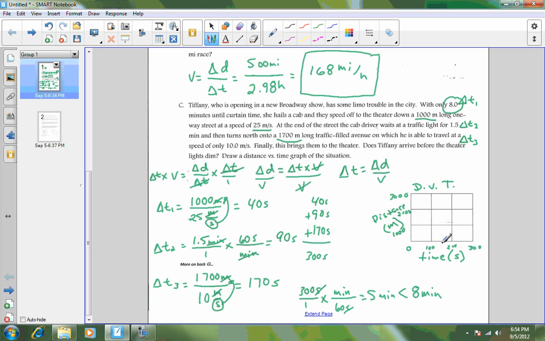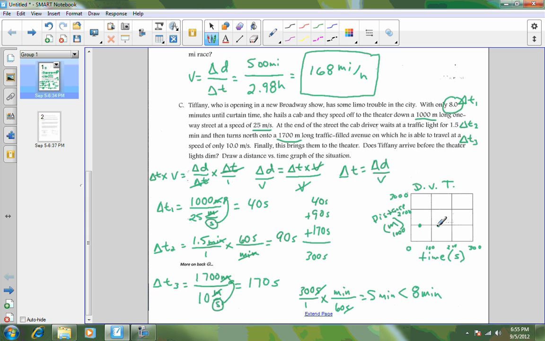Okay, so the first interval was 40 seconds. So halfway to 100 seconds is 50. We'll back it up a little bit and say that that's 40 seconds. And in 40 seconds, Tiffany was able to travel 1,000 meters. So our first data value goes right here. The next time interval was 90 seconds. So we've got 60 plus 30, and we can put our next data value right here.